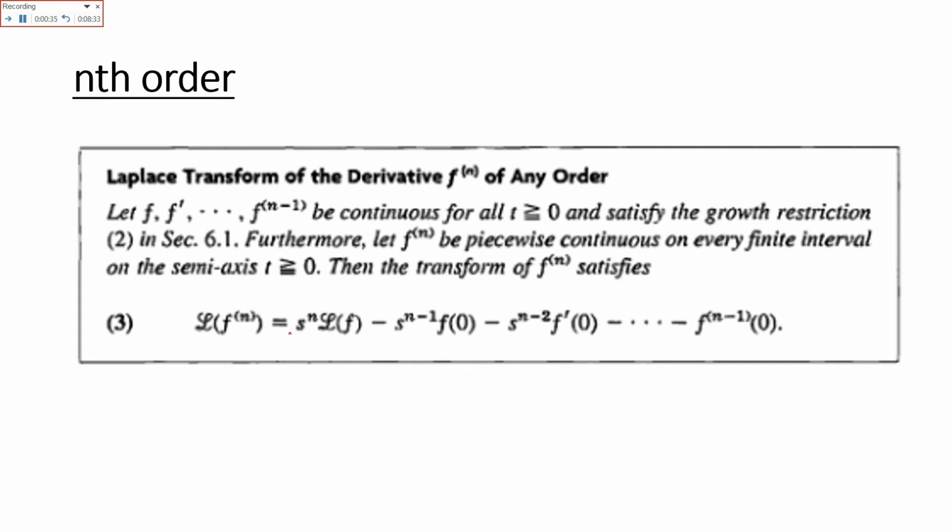Laplace of f of n is equal to s to the n Laplace of f minus s to the n minus 1 f of 0 minus s to the n minus 2 f dash of 0, and so on till f of n minus 1 of 0. So for any nth order derivative, you can take the Laplace by expanding this series. This is an important series from where you can get the idea how many terms would be included in this transform of derivatives.